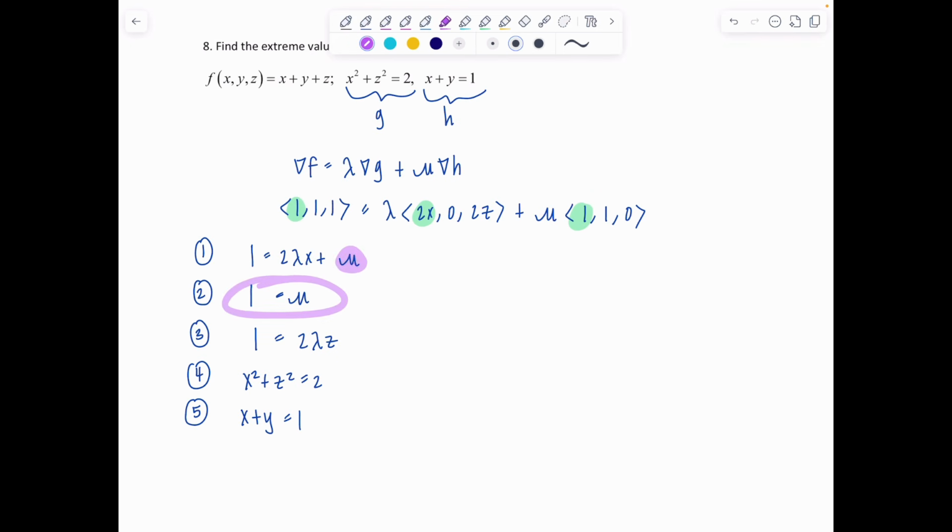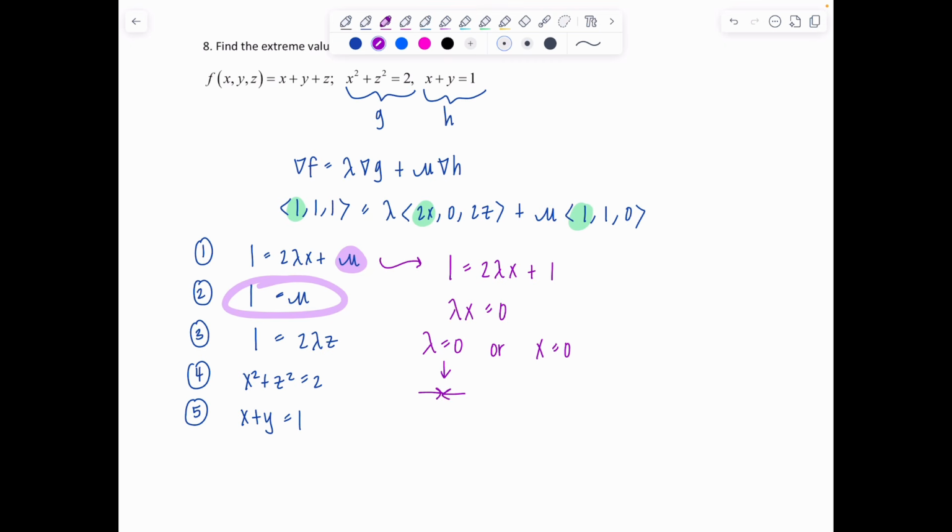So let's sub that back in here into the first equation because there's no other equation that has mu. So 1 equals 2 lambda x plus 1. All right, that means subtracting 1, lambda x equals 0. Either, based on our zero product property, lambda is 0 or x is 0. Now, lambda can't be 0. This is a contradiction. You can use that symbol for contradiction in equation 3. Because look at equation 3.